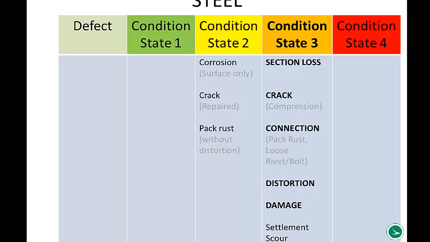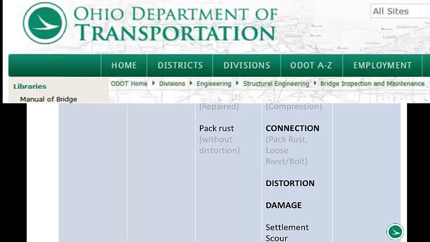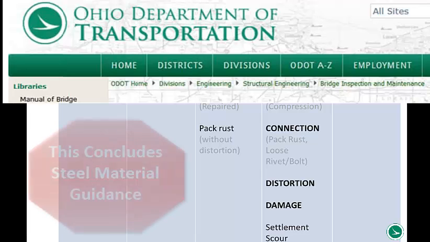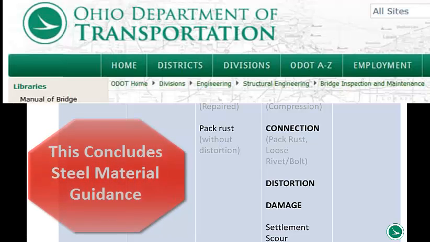Lastly, your settlement and scour, the guidance for settlement and scour. This would be for steel elements that have settled or steel elements that have scour, and dormant, repaired settlement or scour should be condition state 2. Signs of continuing unrepaired settlement or scour should be 3, and then anything that is extreme or changing abruptly, those are going to be your condition state 4 items.